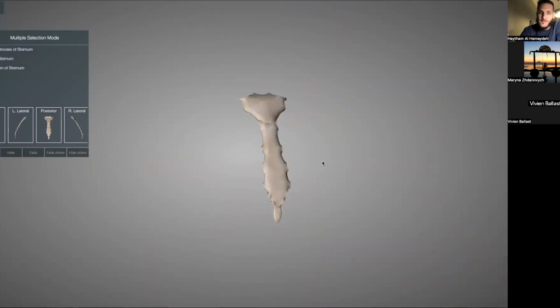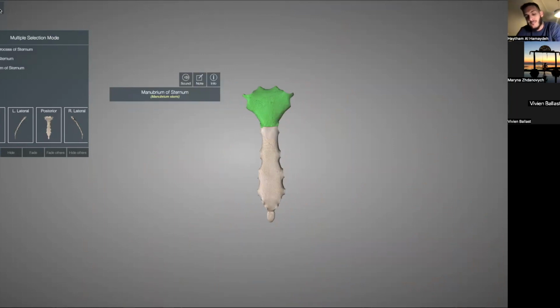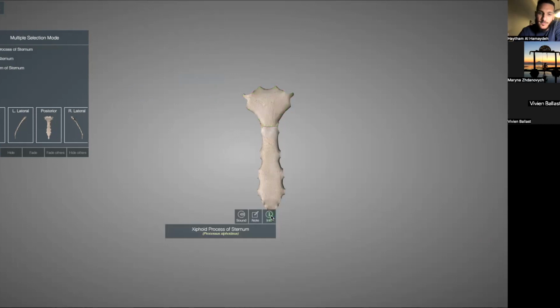The sternum has 3 parts. The manubrium articulates with the clavicle, the first pair of ribs, and half of the second. The body of the sternum articulates with half of the second rib, from 3 to 6, and half of the seventh. And the xiphoid process articulates only with half of the seventh rib.